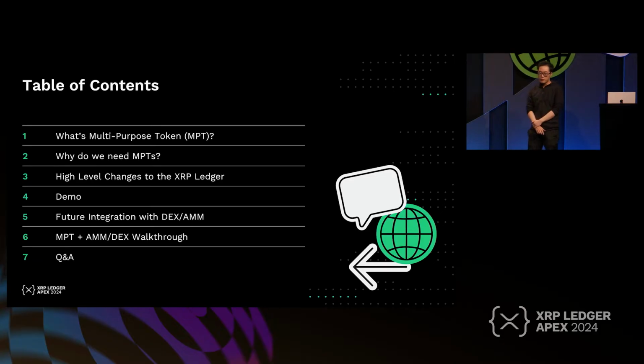So this is the agenda for today. We're going to look at what a multi-purpose token, also known as MPT, is and why we need it on the ledger. Then we will explore some of the high-level implementation details, and we'll go over a demo with a very basic example. After that, we will talk about how MPT will be integrated with features like DEX and AMM.